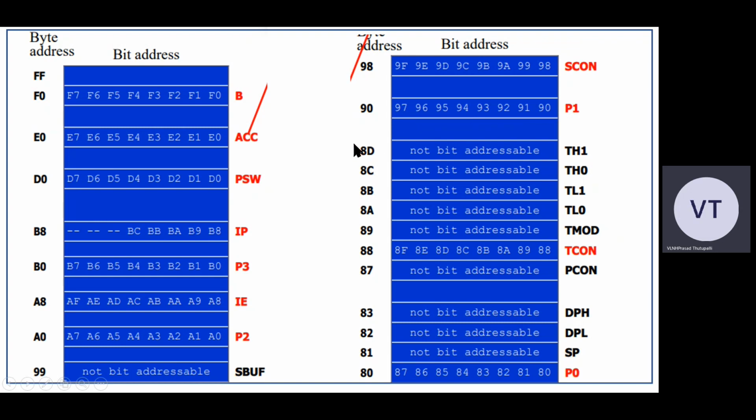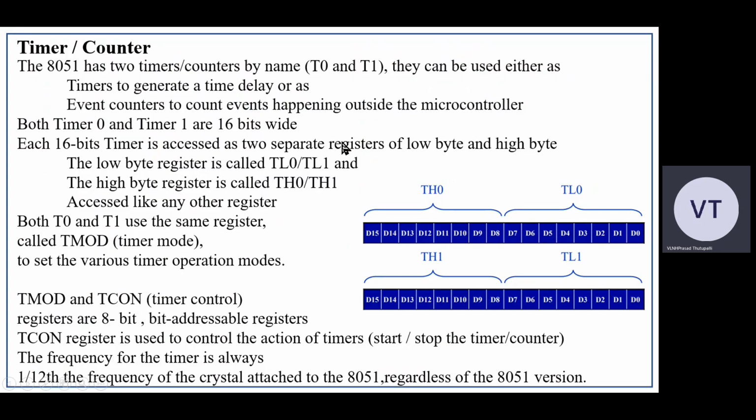Now coming to the next topic, timer and counter. The counter is one which counts the clock pulses. The timer is the one which generates the clock pulses. There is a separate section available inside the microcontroller which will do this timing action. There are two timers available in this microcontroller. One is T0, the other one is T1.